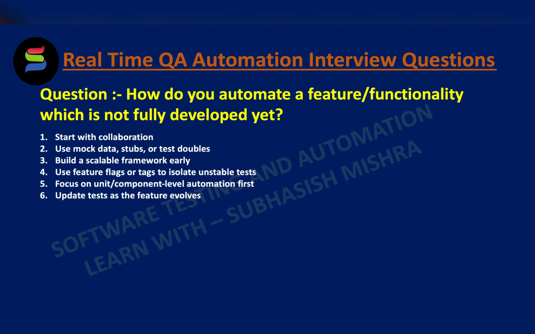Fourth point is use feature flags or tags to isolate unstable tests. For incomplete functionality, I will tag the related tests so they can be conditionally skipped or executed from CI runs until the feature is stable. This avoids false negatives and keeps the pipeline green.